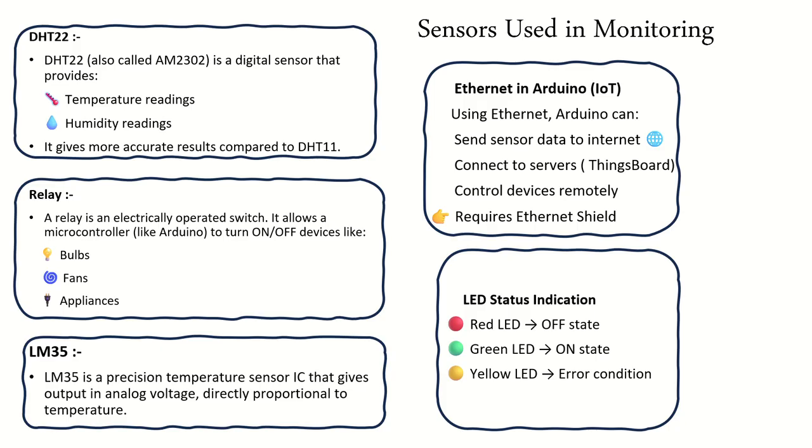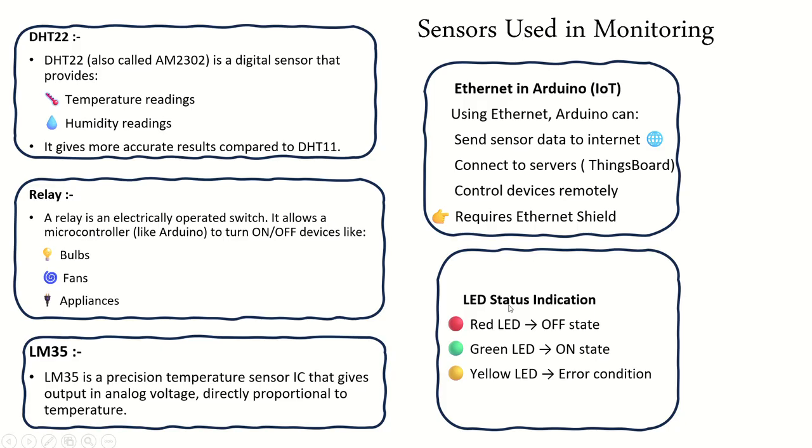So using Ethernet, Arduino can send sensor data to the internet, connect to servers such as Thingsboard, which we have used, and control devices remotely. It requires an Ethernet shield. As I told, in both Node 1 and Node 2, we used an Ethernet shield.